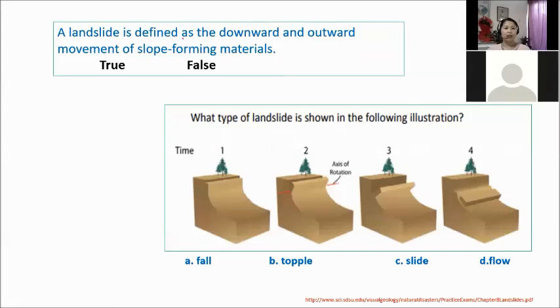So a landslide is defined as downward and outward movement of slope-forming materials. Okay, obvious pa yung answer, no? Okay, next. What type of landslide is shown in the following illustration? The following illustration, we have 1, 2, 3, 4. Anong klaseng landslide ito? So the answer is B, topple.